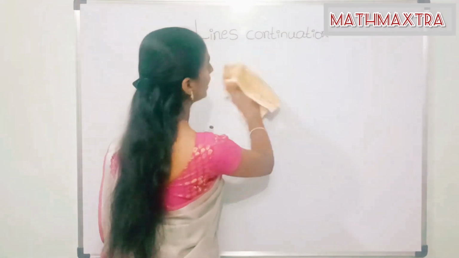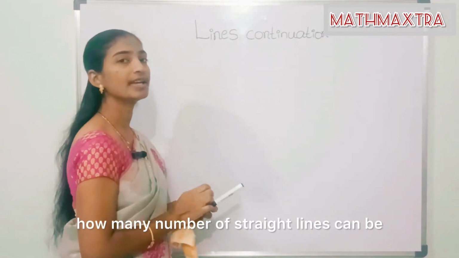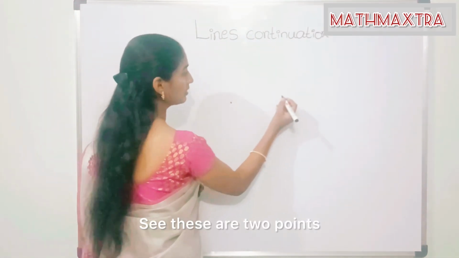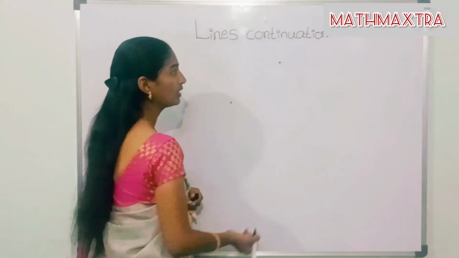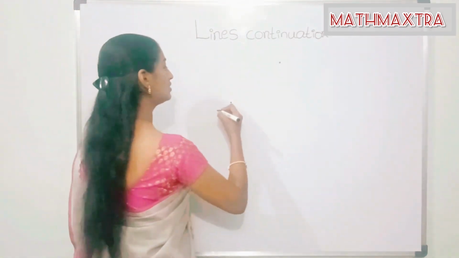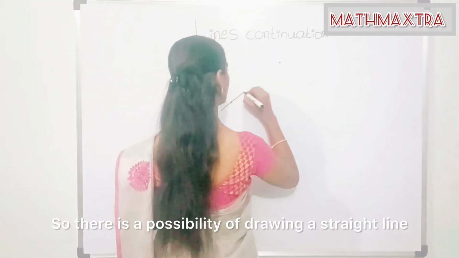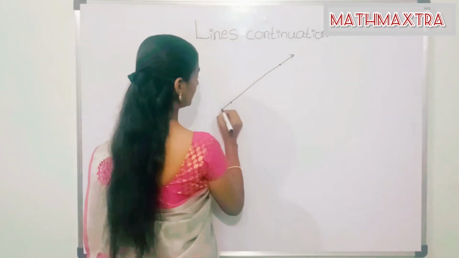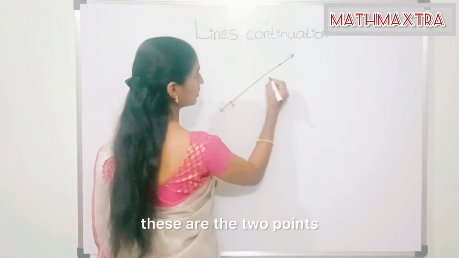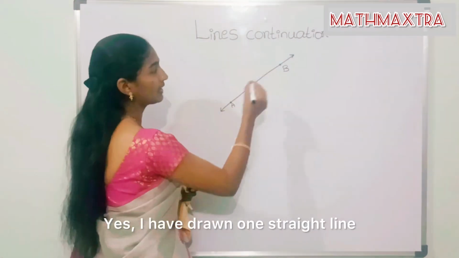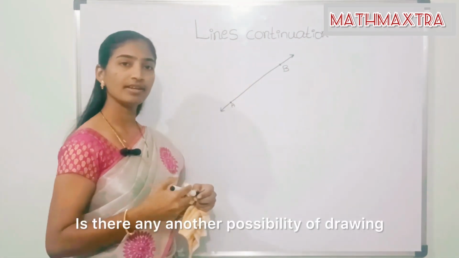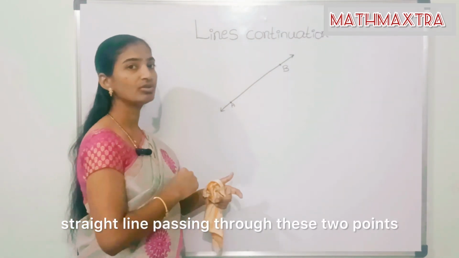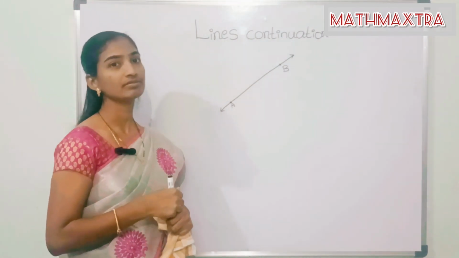Similarly, how many straight lines can be drawn through 2 points? We'll see. These are 2 points. There is a possibility of drawing a straight line. Yes, I have drawn one straight line. Is there any other possibility of drawing a straight line passing through these 2 points? Will you try?